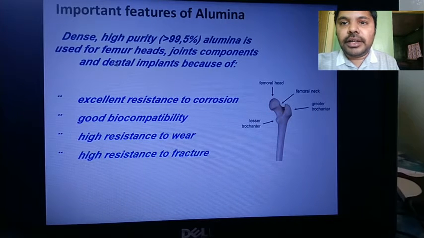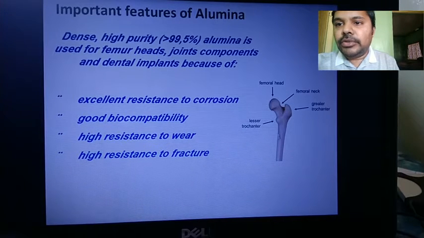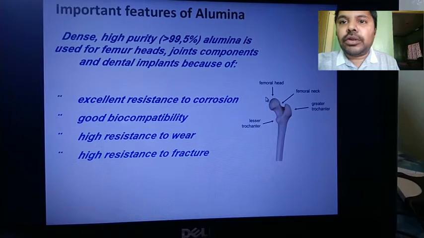So what is the femur head? I think you have come across it. If you see this diagram, you can understand what the femur head is. This is the thigh bone. The highest portion of the thigh bone is called the femur head. This femoral head, the highest portion of the thigh bone, is where alumina can be used as an implant. That is the important application and feature of alumina.